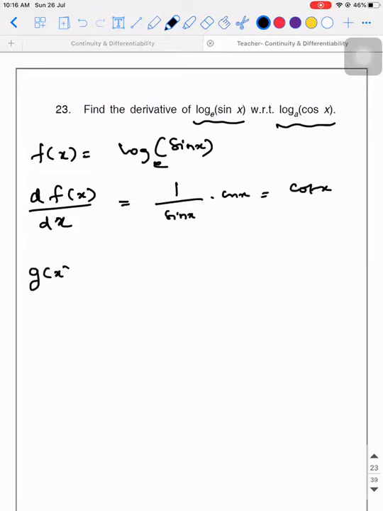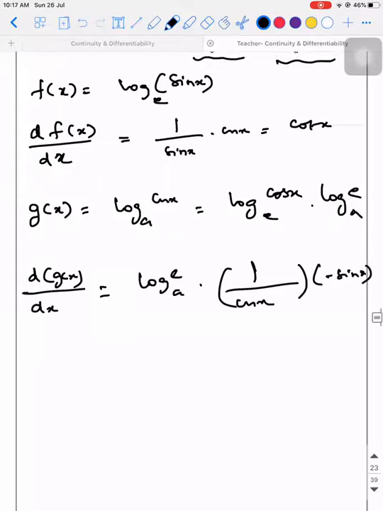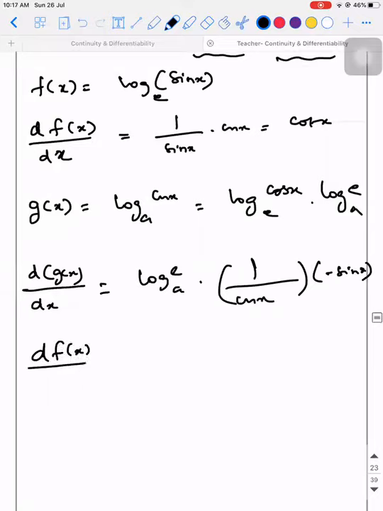So g of x, if I take it as log of cos x base a, what should I do to this? Log of cos x base e into log of e base a. So the derivative of g of x with respect to x will be equal to log of e base a into 1 by cos x into minus sin x, correct? So d of f of x with respect to d of g of x, divide both. That will be cot x divided by log of e base a into minus tan x.